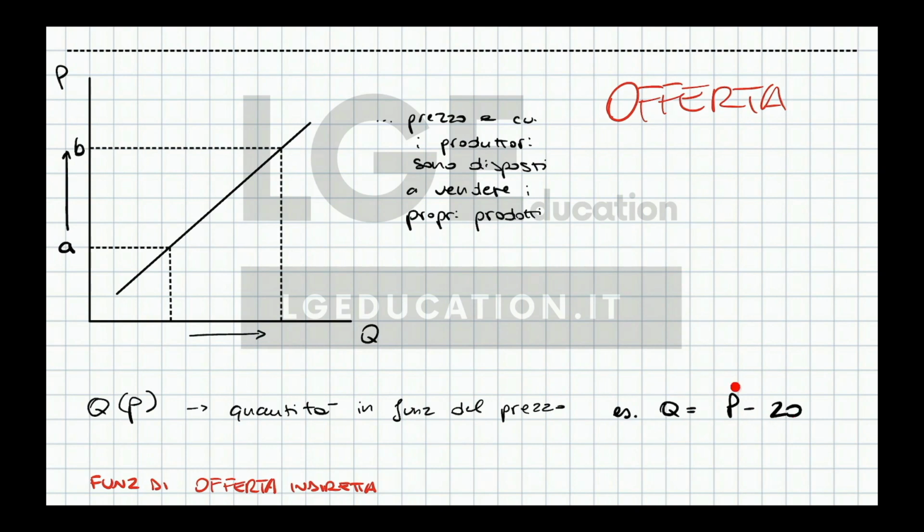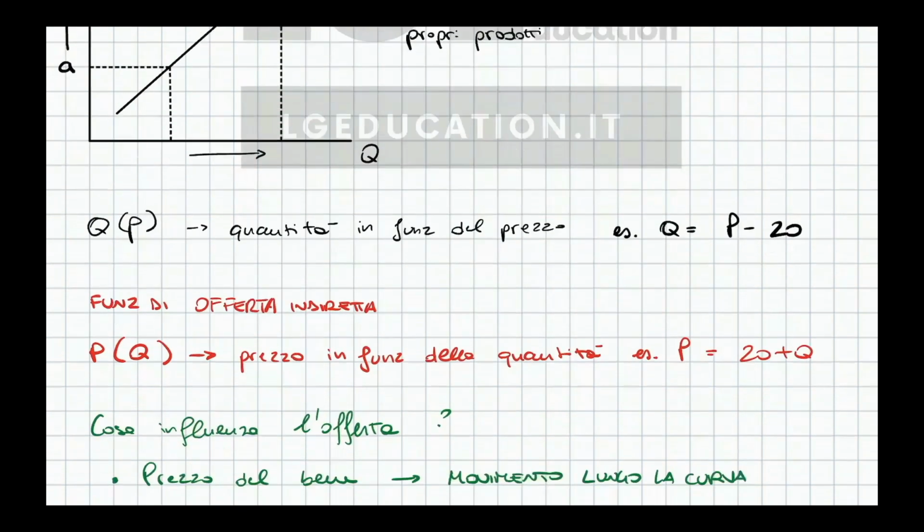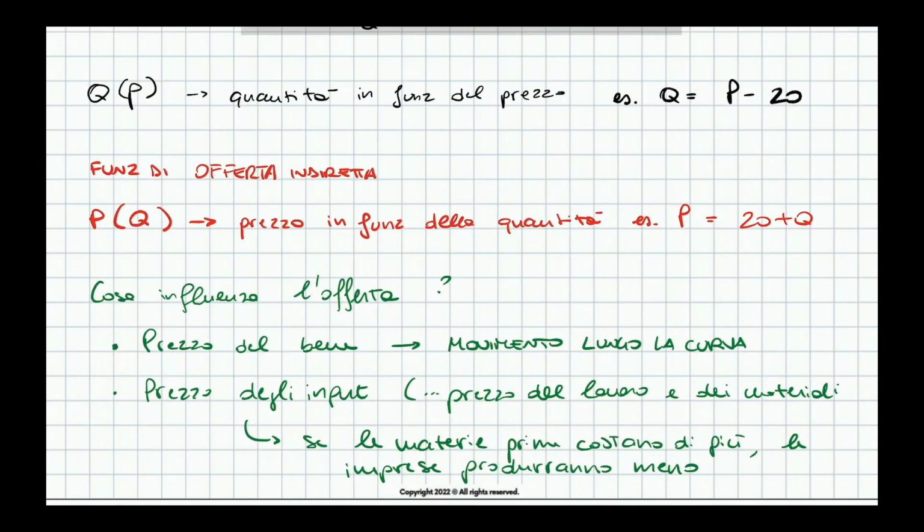On occasion, you might also come across situations where the offer function is indirect, meaning it is not Q expressed as a function of P, but rather P expressed as a function of Q. Even here, from a mathematical point of view, it's very simple because it won't be Q equals P minus 20, but you bring the 20 to the other side and you'll have P equals 20 plus Q.